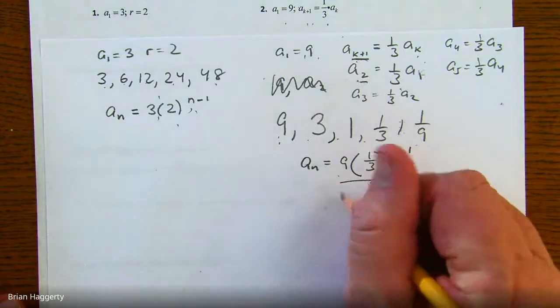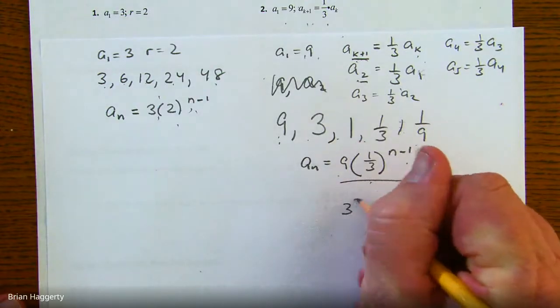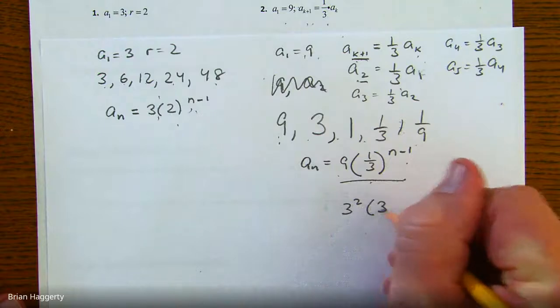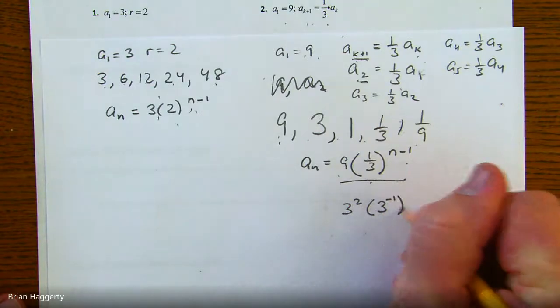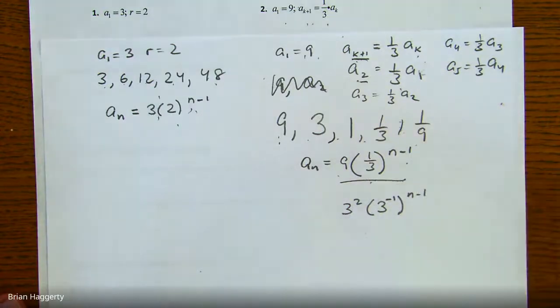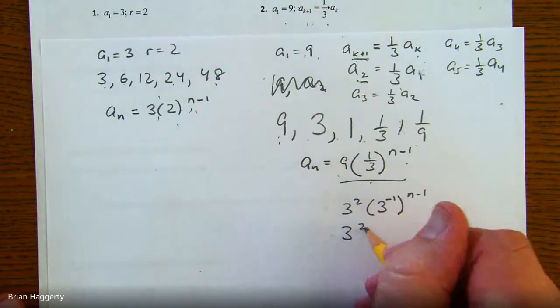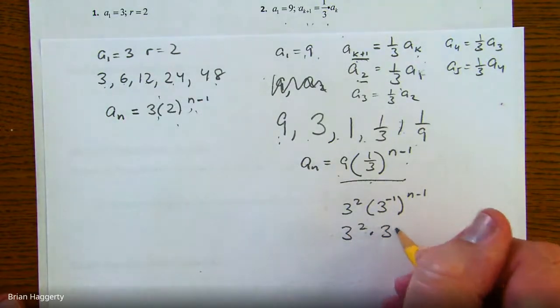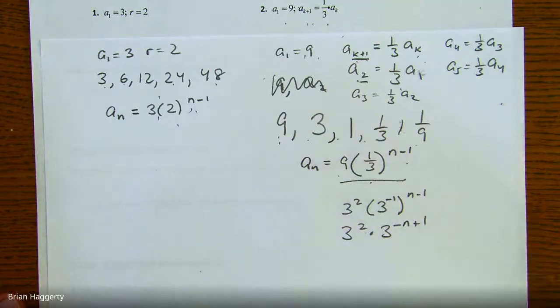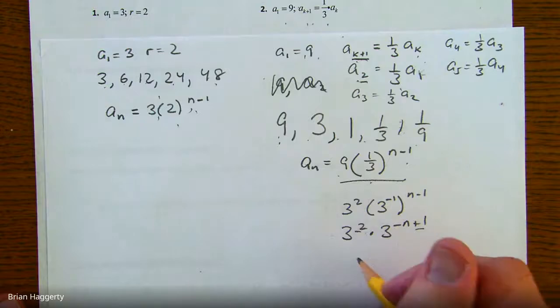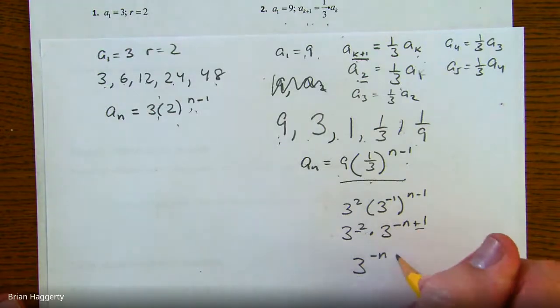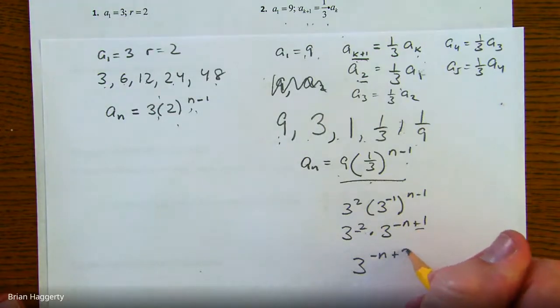We could rewrite 9 as 3 squared. We could rewrite 1/3 as 3 to the negative 1. So that's 3 squared times 3 to the negative n plus 1. We can combine those like terms, and we get 3 to the negative n plus 3.